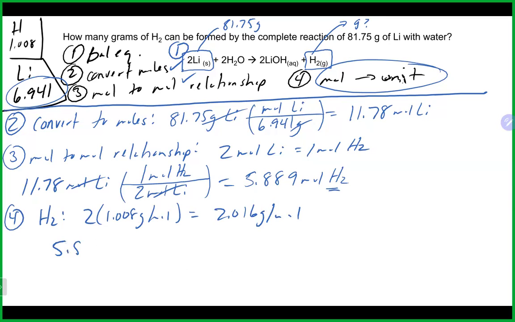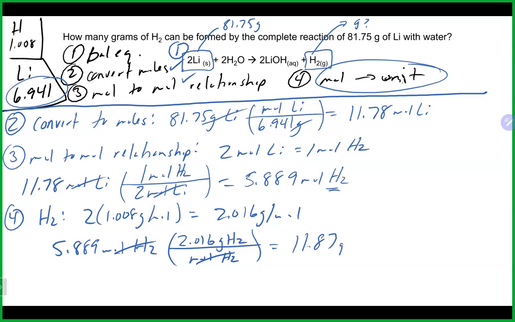Taking our 5.889 moles of H2, using our molar mass here. Grams are actually going to go on top, so we end up with grams. Moles will cancel, and that will end up with here about 11.87 grams of H2 in this case. Again, 4 steps, follow them.